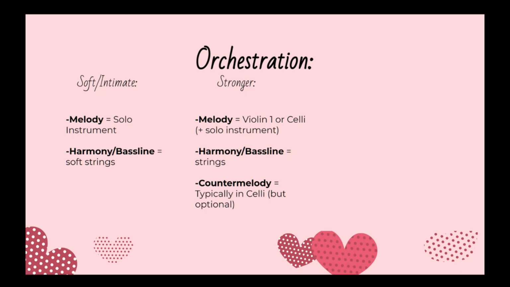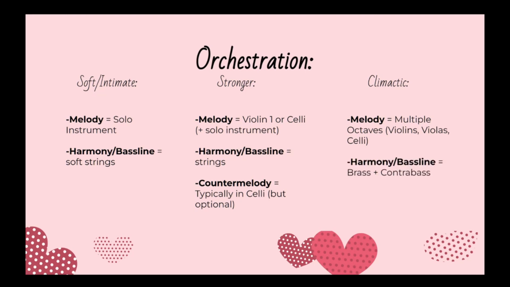Finally, for a big, dramatic declaration of love, these themes are very frequently orchestrated with the melody performed in octaves by violins, violas, and cello. The harmony and bass line are then performed by the brass and contrabass, while the horns perform a countermelody in unison, and woodwinds can play some trills, runs, or really any kind of ear candy. Now let's listen to our example once again, but this time look for how these principles are being applied to each repetition of the theme.